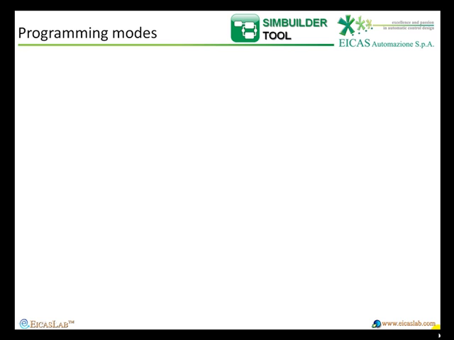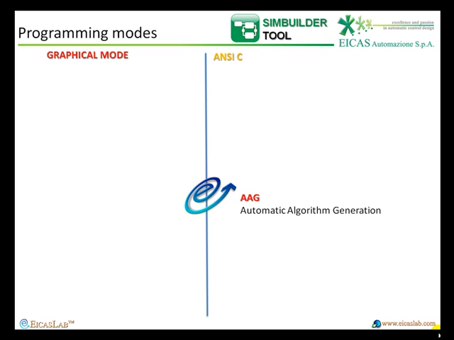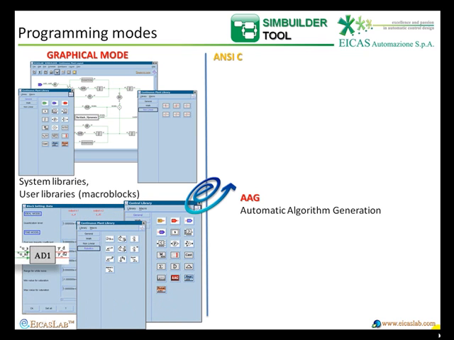Let's have now a look at the available programming modes. Sim Builder offers three smart modes for programming: graphical mode, ANSI, and automatic algorithm generation. The wide offer of programming modes available in Sim Builder provides the user with all the flexibility for programming control systems of any level of complexity. In detail, in the graphical mode you can apply a standard graphical approach by drawing your layout based on blocks and connections. Specific library blocks are available, oriented to each area to be programmed: plant area, mission area, and control area. You can also easily customize the block libraries by developing and adding your own macro blocks.